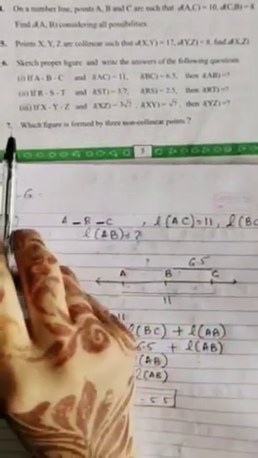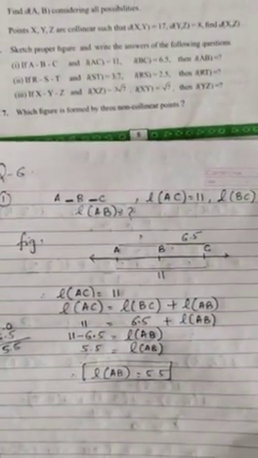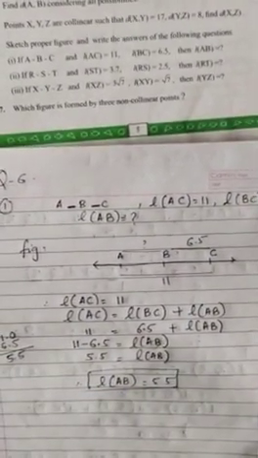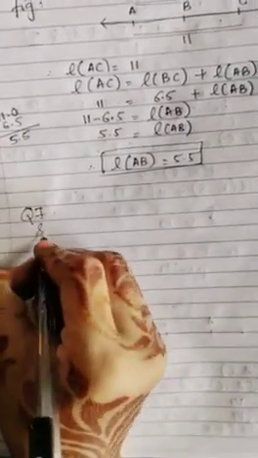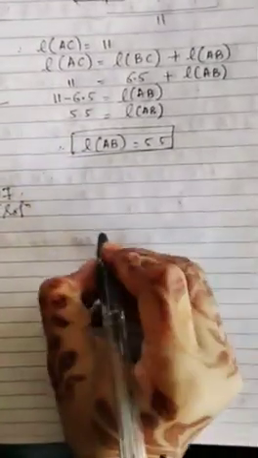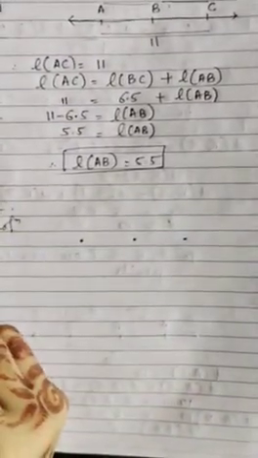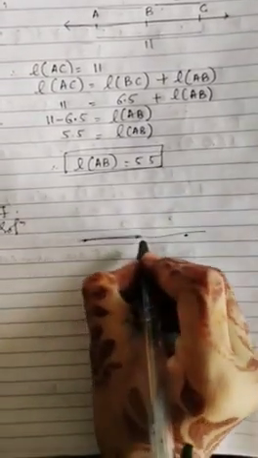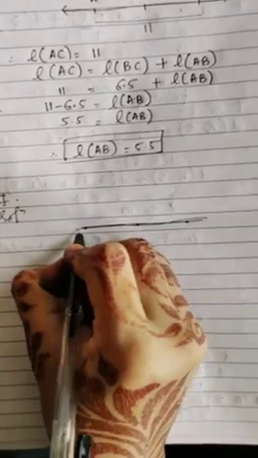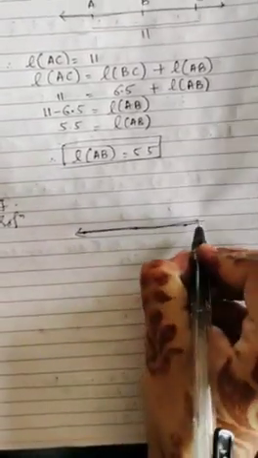Then the next question, which figure is formed by 3 non-collinear points? Non-collinear points means the points which do not lie on the same line. Am I right? They do not lie on the same line. See, these are collinear points. Why? Because when I join them, we get a straight line, and the points which lie on the same line are collinear points.